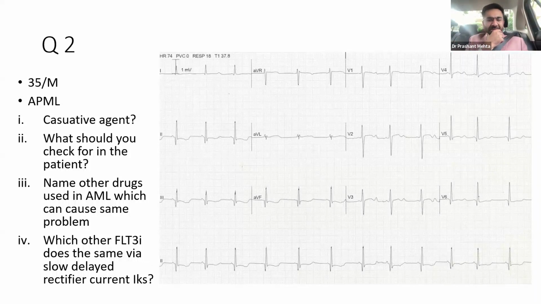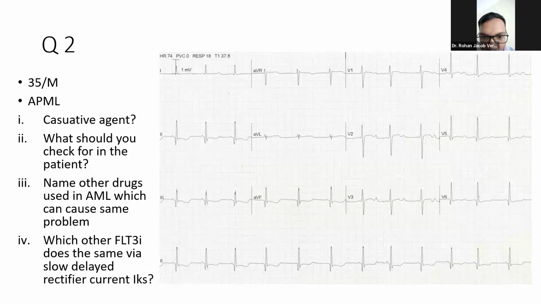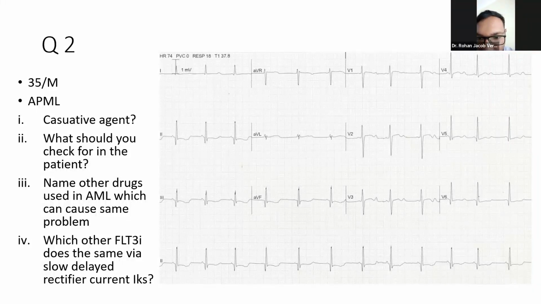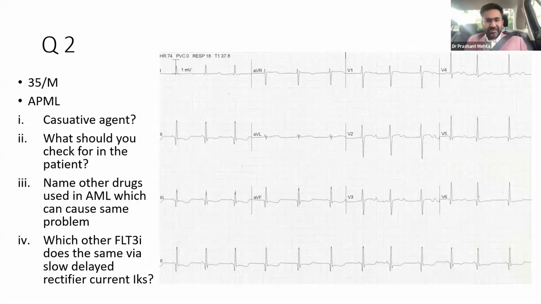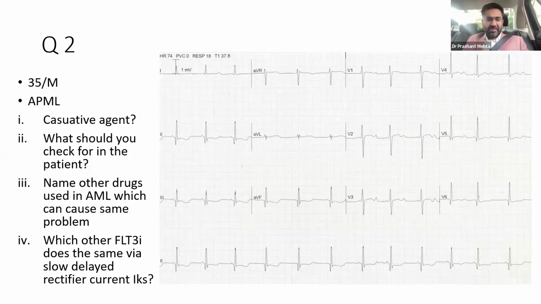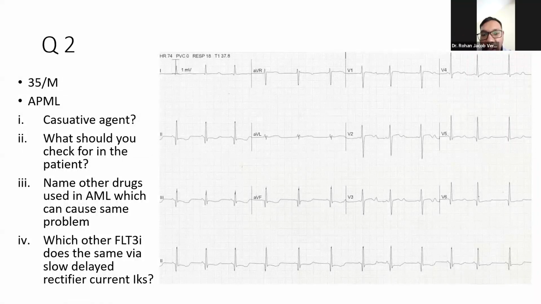Dr. Rohan, would you like to start? ATO, sir. What you should check for the patient is probably hypomagnesemia. Other drugs can cause this. Again, FLT3 inhibitors mostly, sir. What change in the ECG do you notice? There is a QT prolongation, sir, and there is a T wave inversion in almost all the leads. Okay. So other drugs which cause the same problem in AML, I'm aware of only the FLT3 inhibitors, sir.